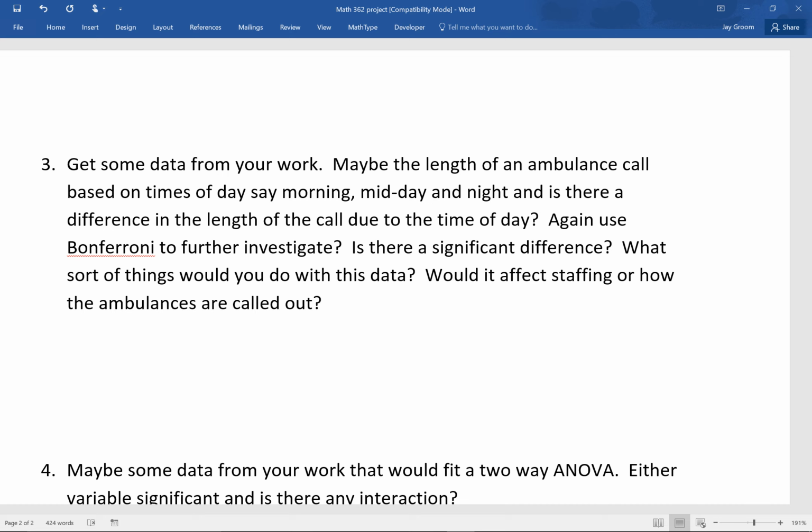So I had a guy last year who was a big guy. Well, he was down in Albany. He's in charge of some of the ambulances down there. And so things like that. So obviously if there's a 1-way ANOVA, is the length of the calls based on time of day. And then with that, bottom line, that would obviously affect how many ambulances or what your staffing would look like.